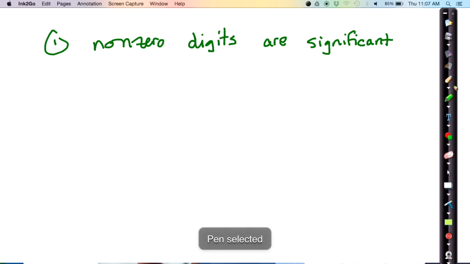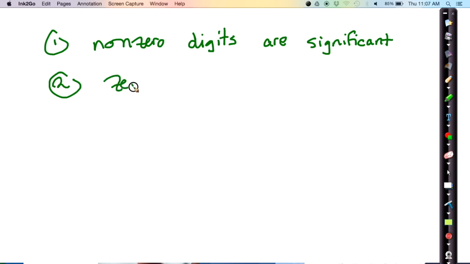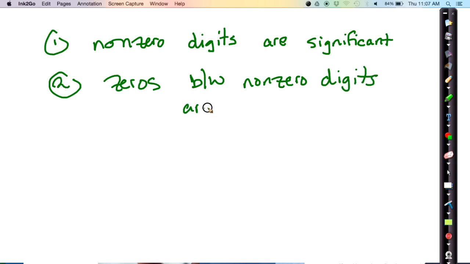So let's take a look at the second rule then for recognizing significant figures. This is referring to zeros between non-zero digits. These zeros will always be significant as well. So zeros between non-zero digits are significant figures.